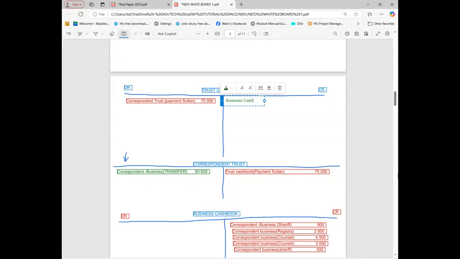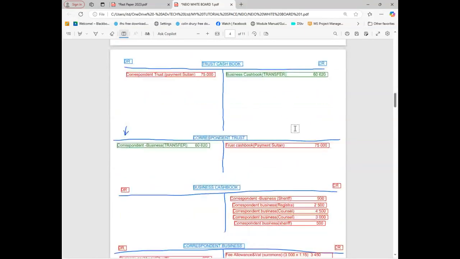Cash book, in brackets, just to make it different from others. A transfer. Same amount. Can you see now? Yes. And I must go to the business cash book under which side? Here. The credit side. No, I mean the debit side. Sorry, on the debit side. And then the detail will be trust cash book, and the same amount of 6620.